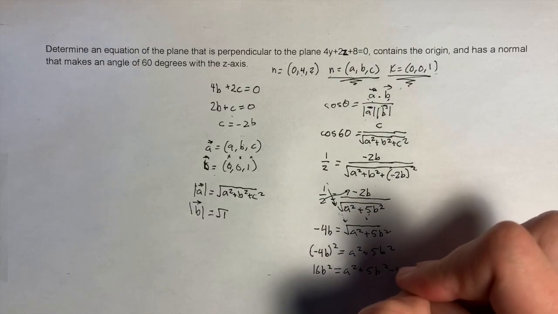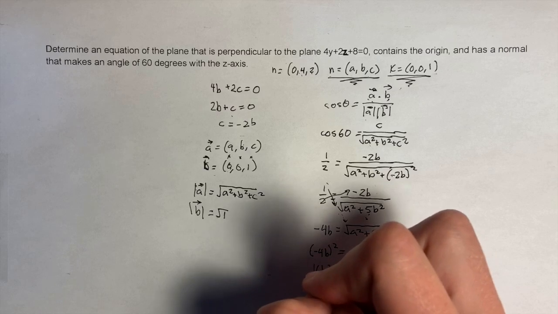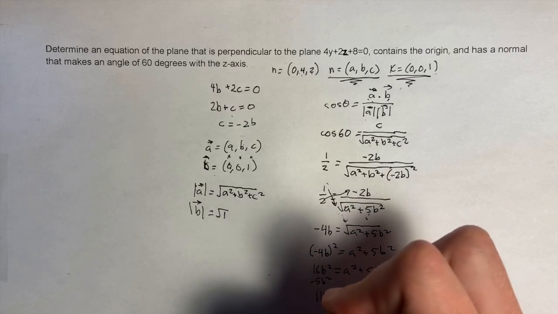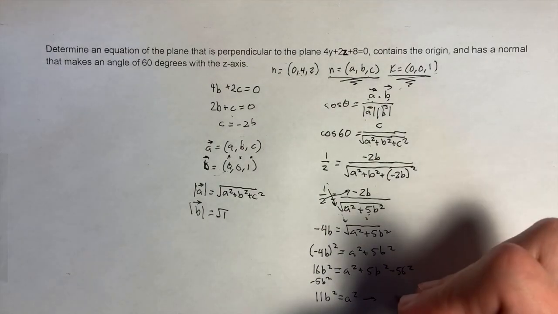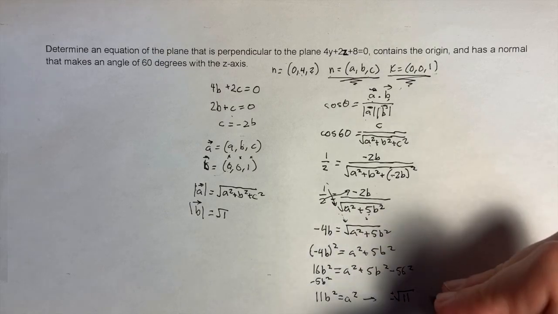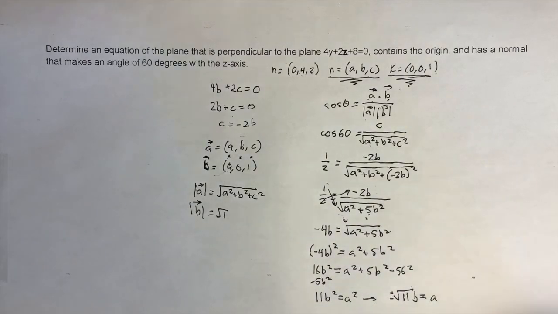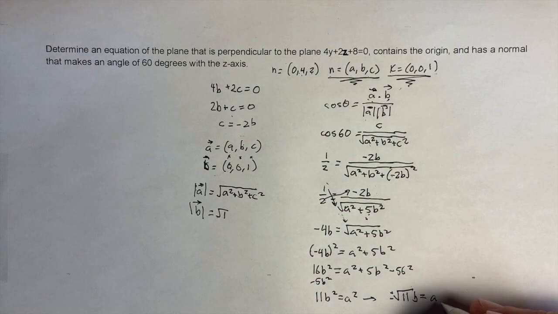And now we can subtract 5b squared from both sides, so we get 11b squared equals a squared. And from here, we just square root that very easily, so it'll be plus or minus, because that's how it works. And we would get plus or minus square root of 11 times b equals a.